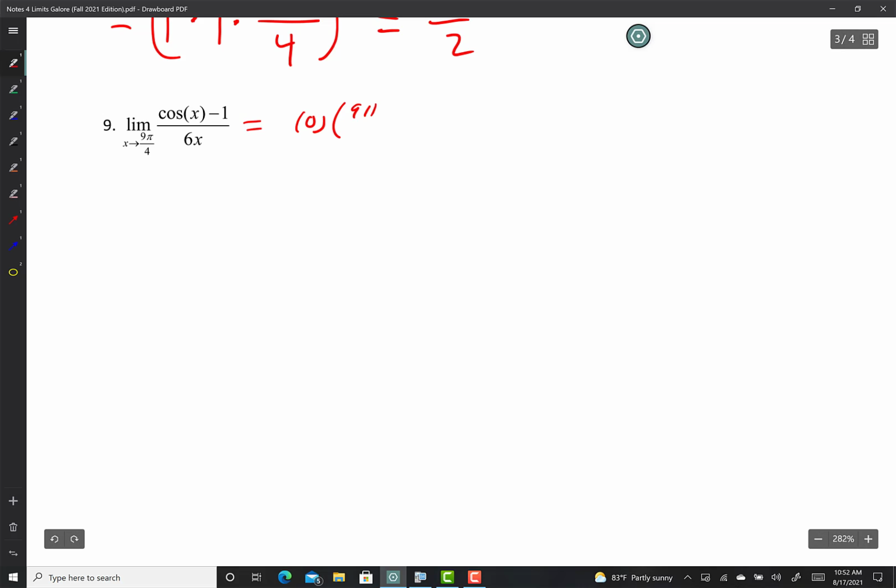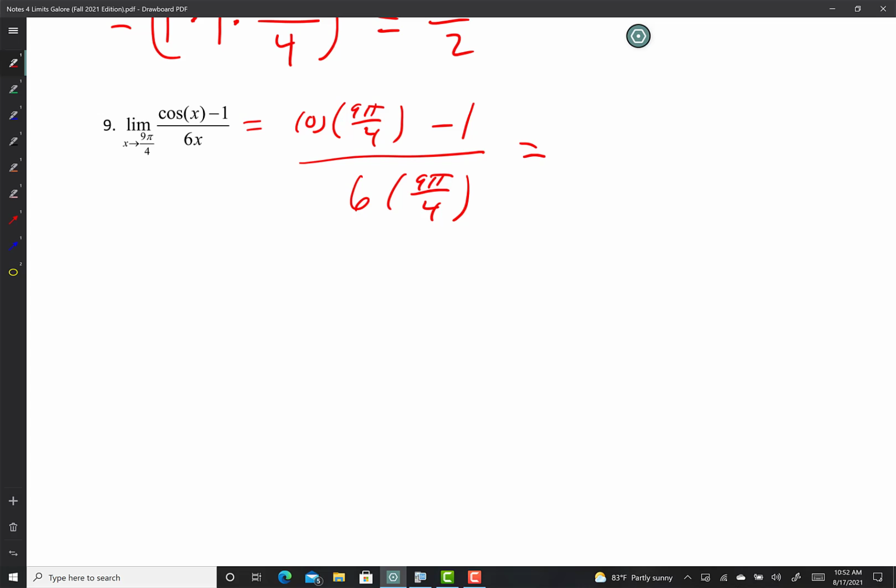Cosine 9 pi over 4 minus 1 divided by 6 times 9 pi over 4. Don't leave it like that. It has an answer. Where is 9 pi over 4? Square root of 2 over 2. Good job. Because remember, 8 pi over 4 is 2 pi, and you're just going another pi over 4. So that's in quadrant 1.